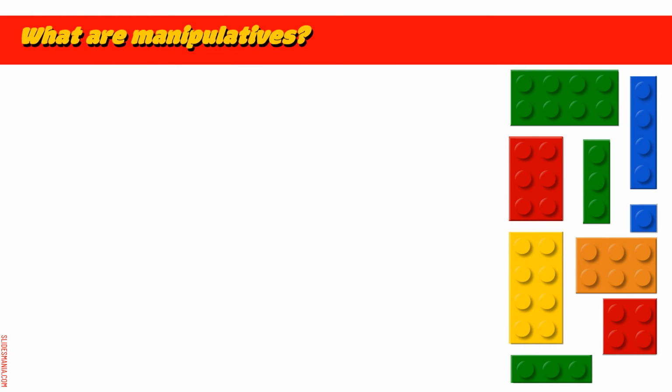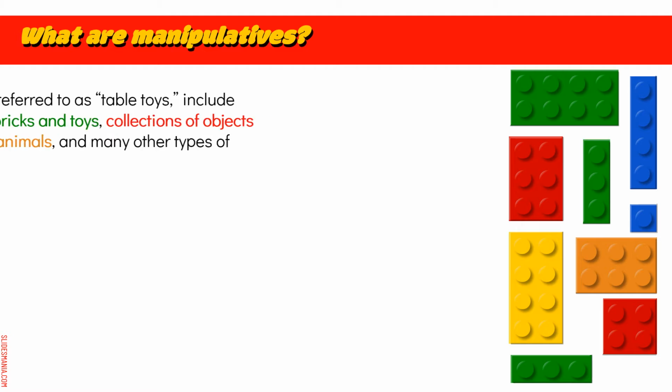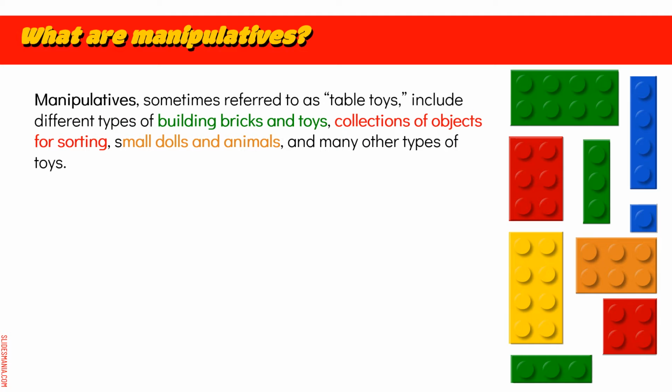So now that I've shown you some examples, we're going to see more examples in a little bit, but I want to answer the question, what are manipulatives? Manipulatives, sometimes referred to as table toys, include different types of building bricks and toys, collections of objects that are used for sorting, small dolls and animals, and many other types of toys. This talks about them being table toys, but manipulatives could also be used on the floor, wherever it is most comfortable.